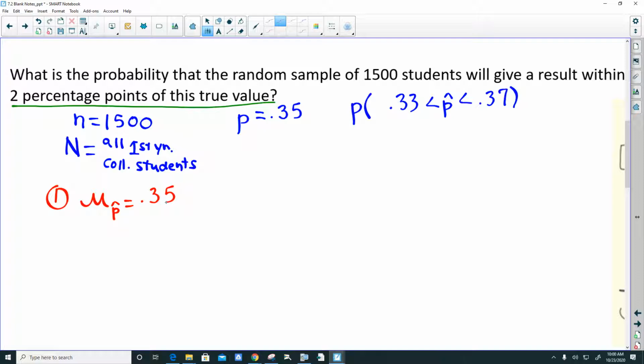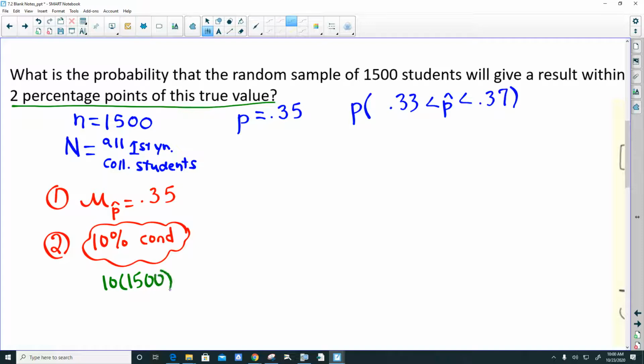The second step is the standard deviation. Now remember, before we do the standard deviation, we must show that the 10% condition has been met. So I'm going to start with the 10% condition and show that if I multiply the sample size by 10, that's still going to be less than or equal to my population size. We don't know the number of all first-year college students, so I'm just going to label where my population would go, all first-year college students.